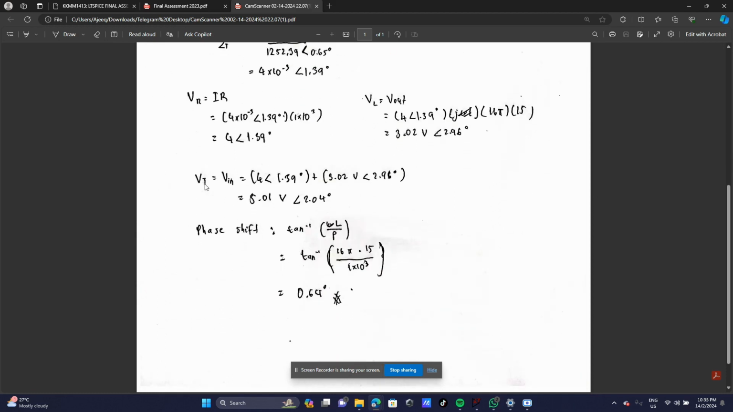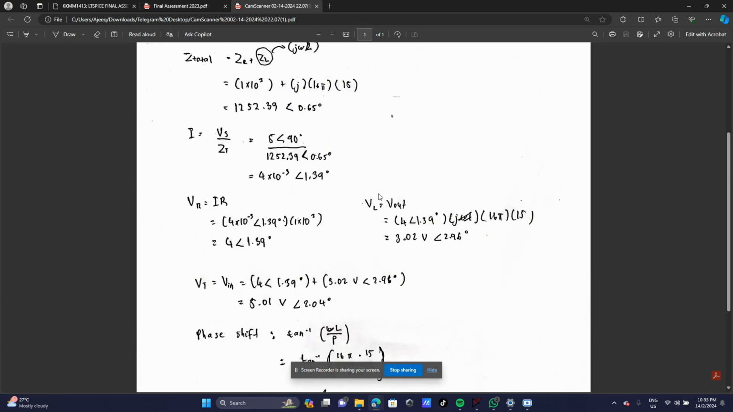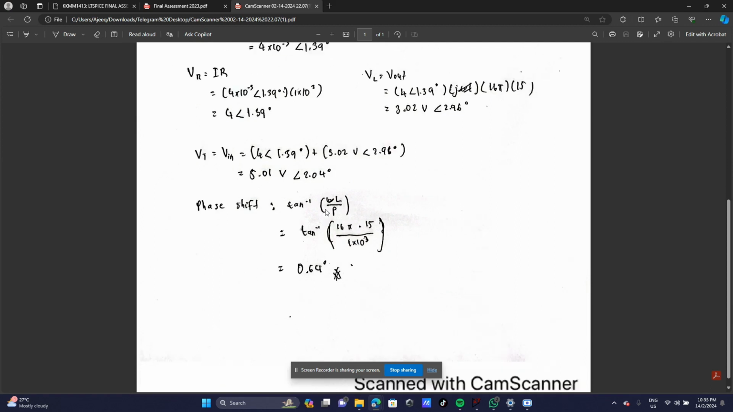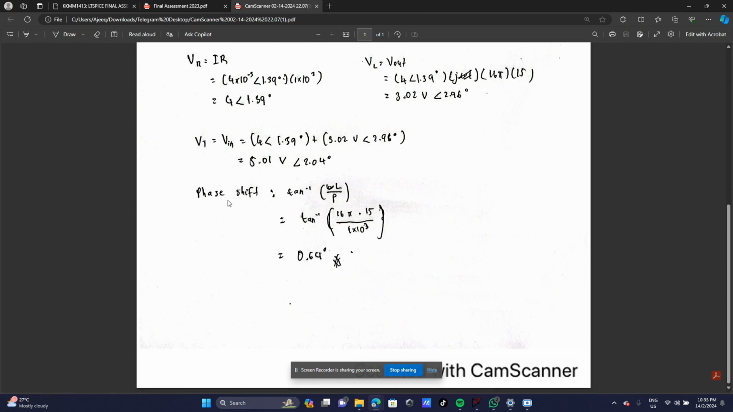And then V total equals V input plus V output. So we just add both of these, the voltage on the resistor and the voltage on the inductance, and we will get 5.01 volt at the angle of 2.04. And then we're going to calculate the phase shift, which is tan⁻¹ of ωL over R.